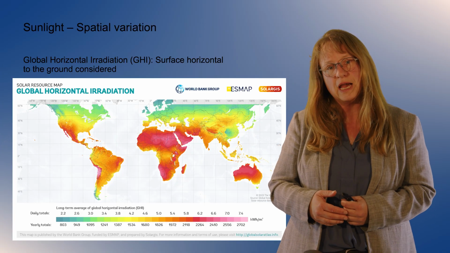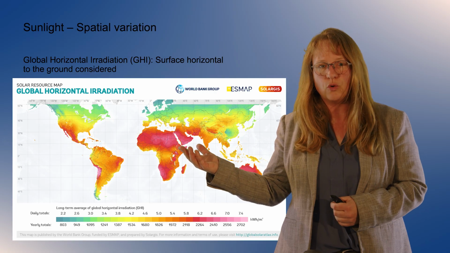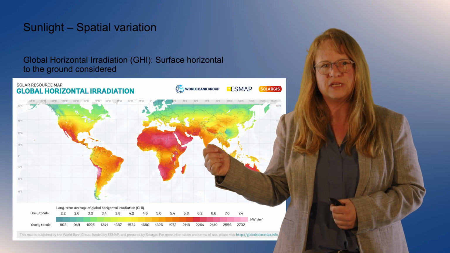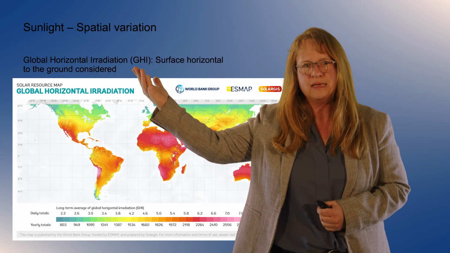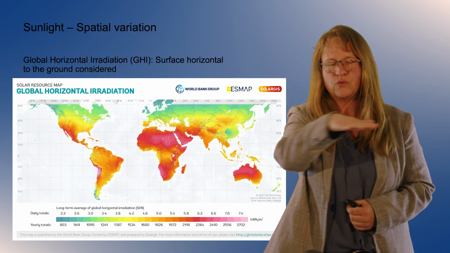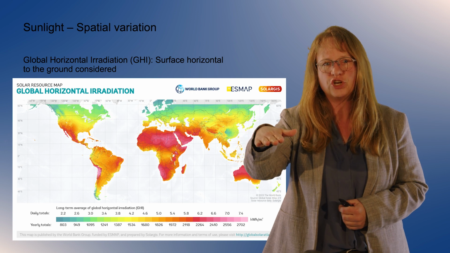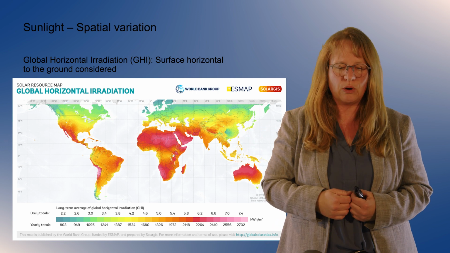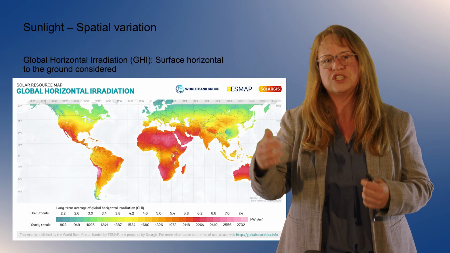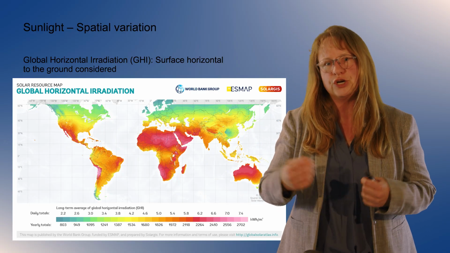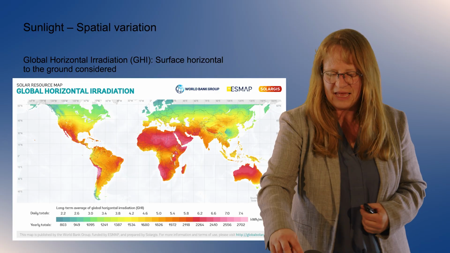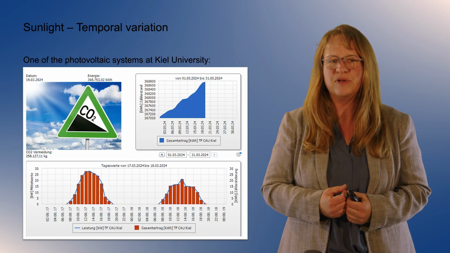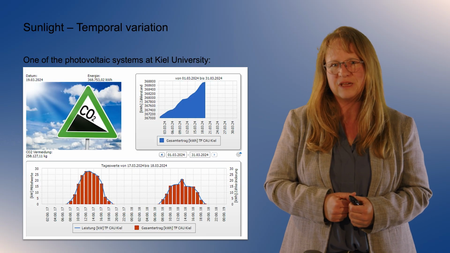So in summary, we have a variation of the solar radiation with location on Earth. And this is typically expressed in terms of the global horizontal irradiation. That means you take a horizontal surface and measure what the irradiance is integrated over the year in order to get the kilowatt hours per square meter at certain locations. And as I just showed you, we of course also have daily variations and temporal variability. As an example here, the curves for Kiel University.